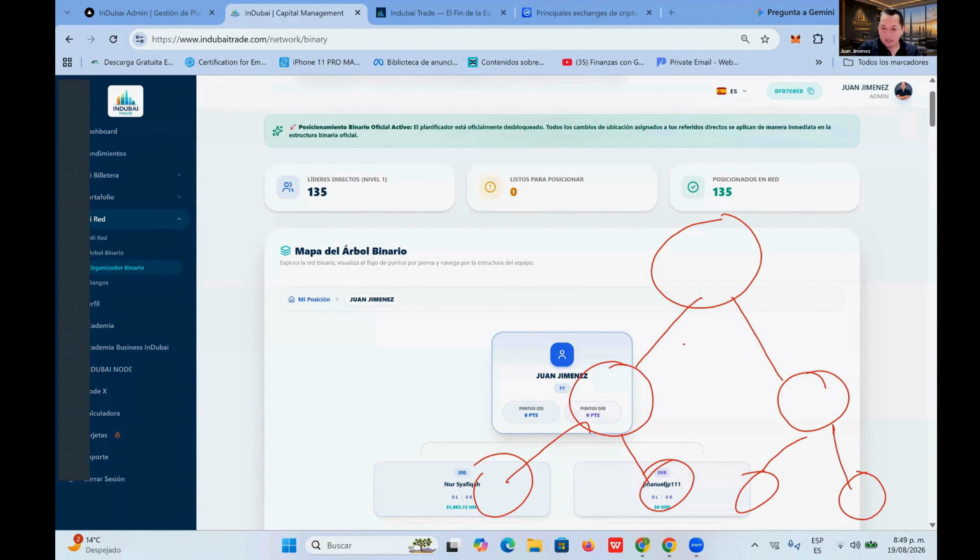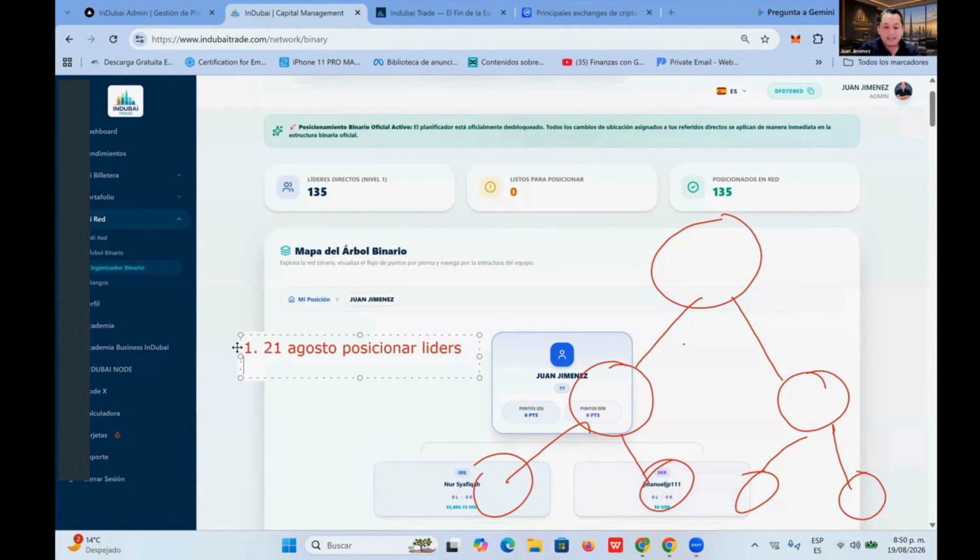From today until August 29th, listen very carefully to what I'm going to tell you. From today until August 29th, you can create as many positions as you want without any problem. You can create them, but only until that date. That is until August 29th. I had said the 21st. Yes, the 21st is for positioning your leaders. Oh, okay. August 21st to position leaders.